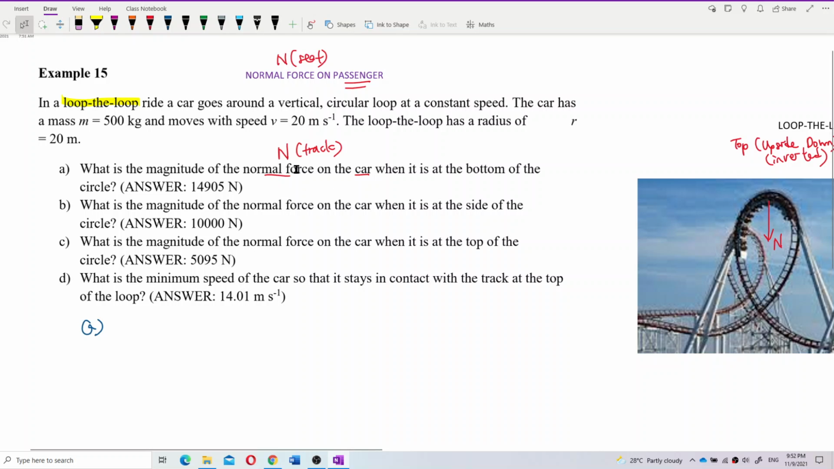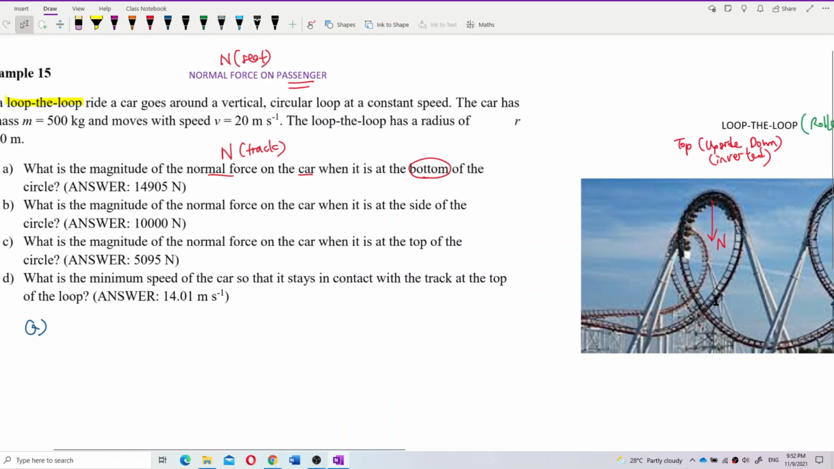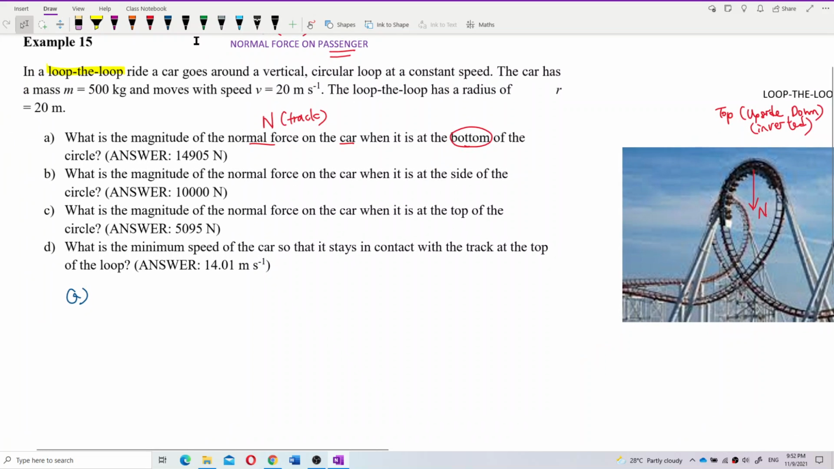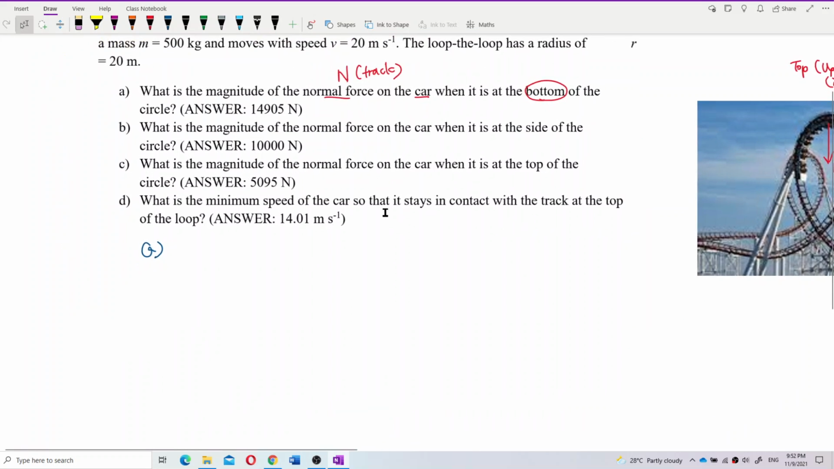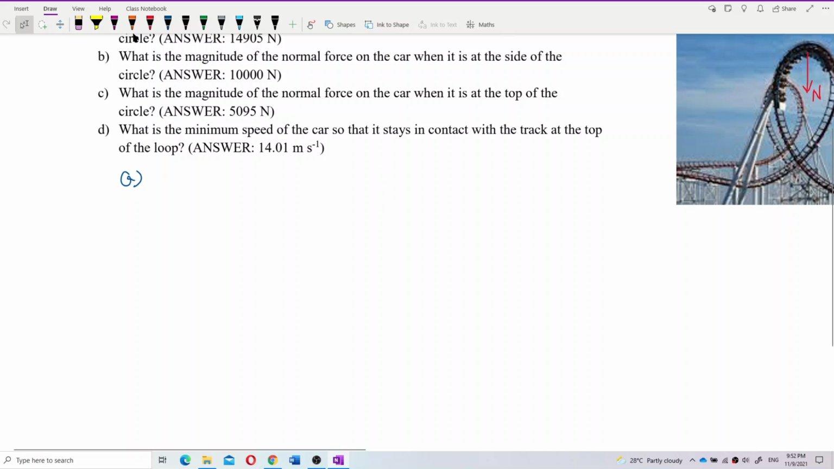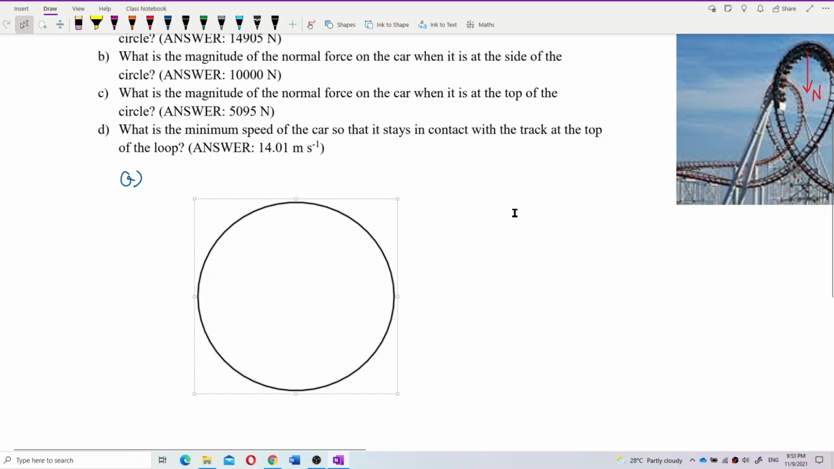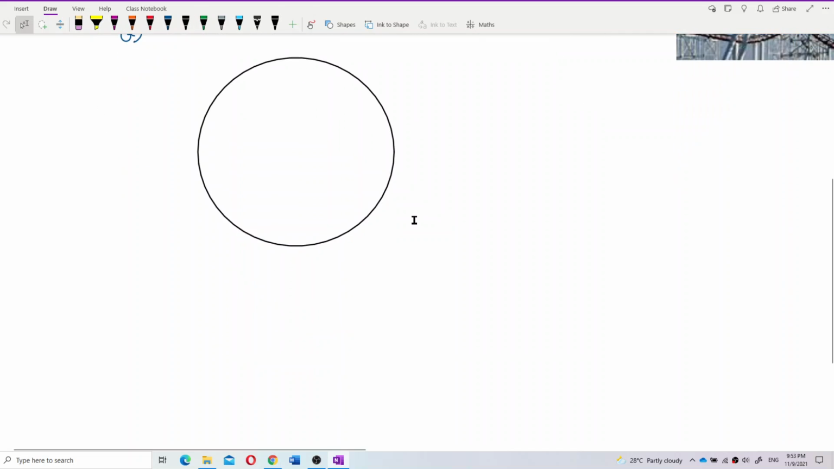So what's the normal force on the car when it is at the bottom? Okay, it's at the bottom of the circle, so that means at the bottom here. So we can imagine, let's draw out the roller coaster. You can maybe draw out the circle, this circular track. Just draw the track, the loop.